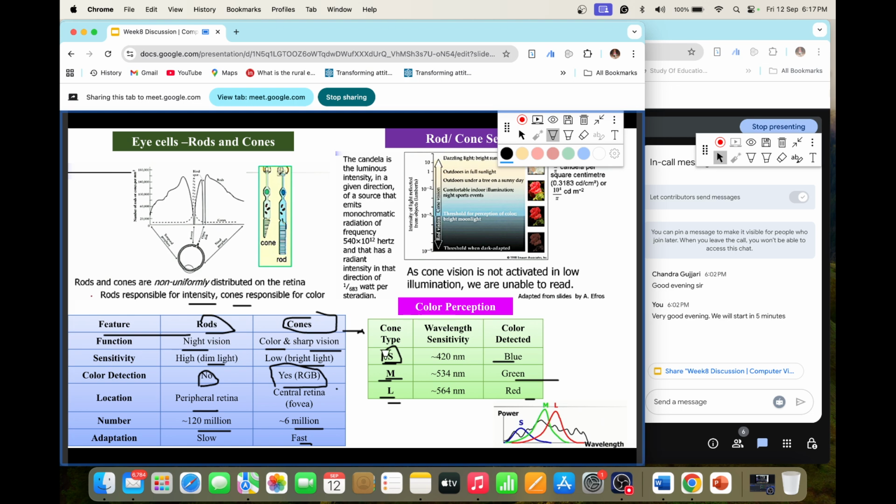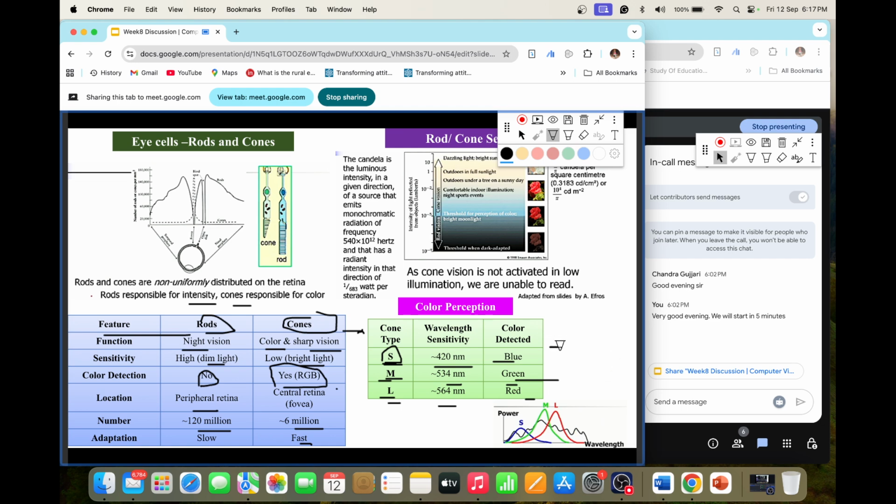Okay, so for wavelength sensitivity, blue is around 420 nanometers, green around 534 nanometers, whereas red is 564 nanometers. This is the spectral wave. You can easily see it if we draw the graph between power and wavelength. S is the shortest wavelength, that is blue. Then we have the medium spectrum, consisting of green, and the longest spectrum, consisting of red.